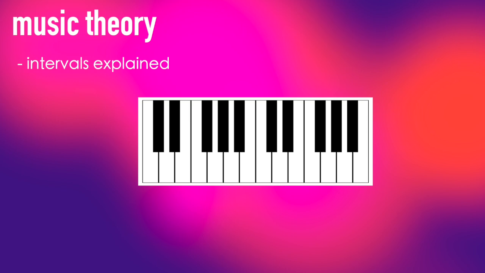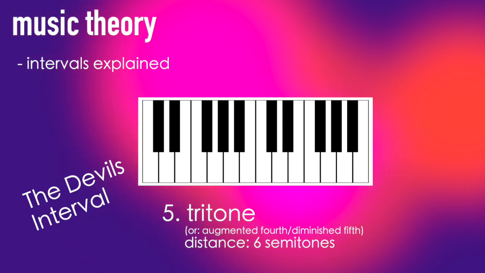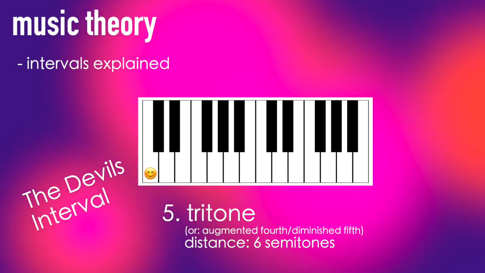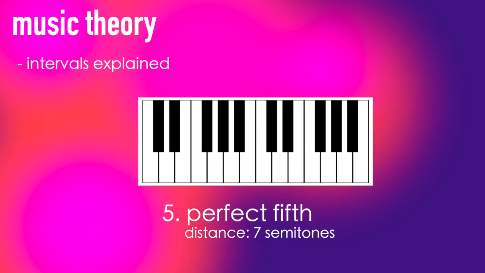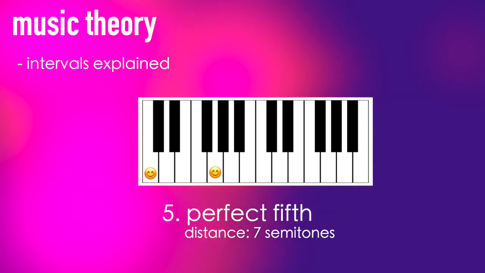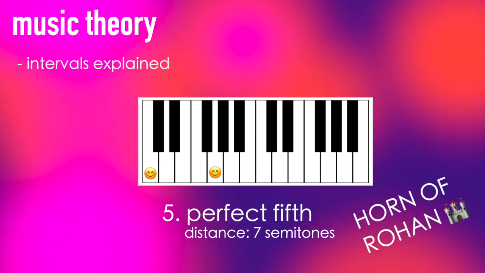The next one is a tritone. This is very dissonant. And it used to be called the devil's interval. So it sounds like this. Then we have the perfect fifth. And for the Lord of the Rings fans who are listening, this is the sound of the horn of Rohan.